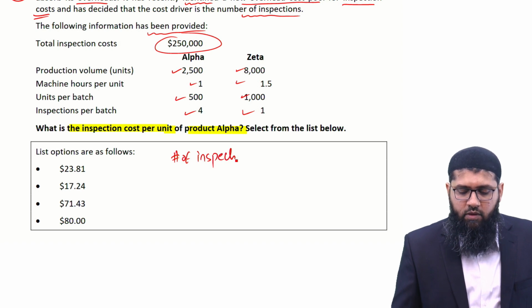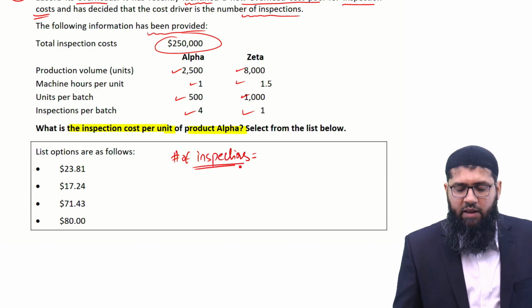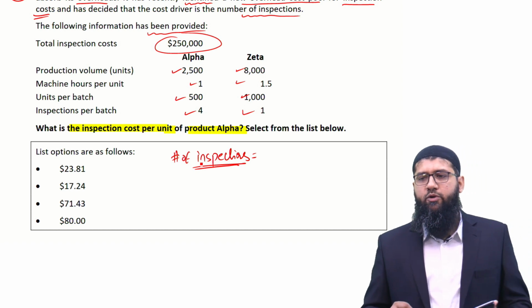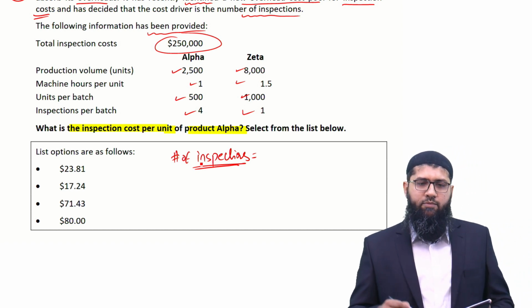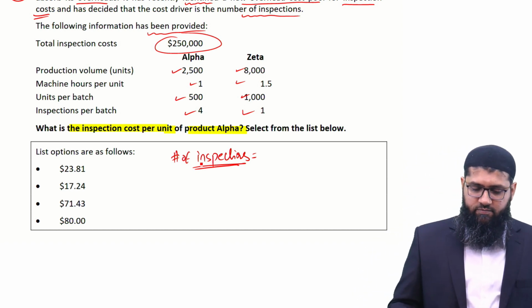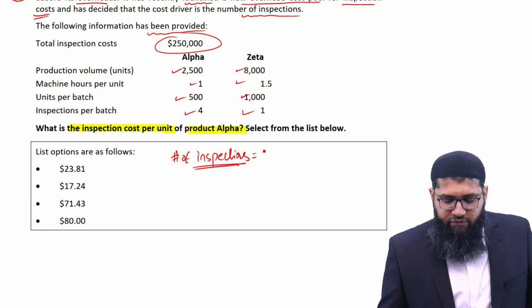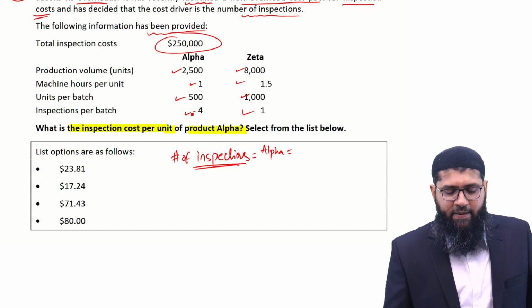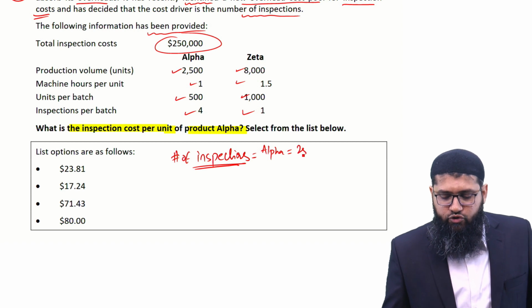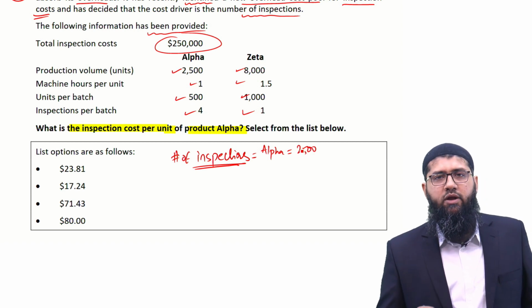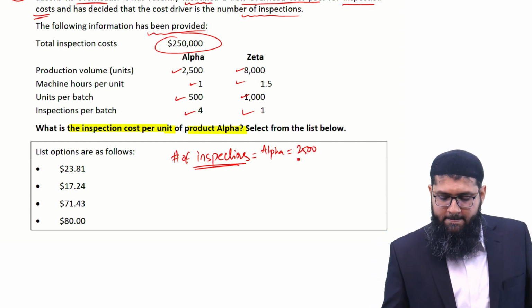Till the time you don't calculate the total number of inspections, you won't be able to calculate the activity overhead absorption rate. Let's try to understand this. Basically, with respect to alpha, we know this thing, it's 4 inspections per batch, 500 units per batch. So 2500 is the number of units that are being produced.